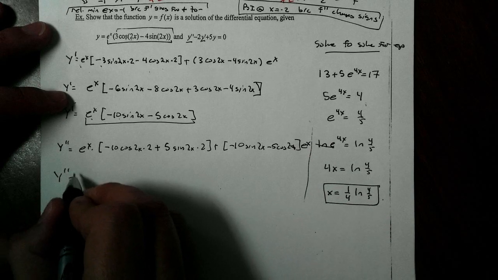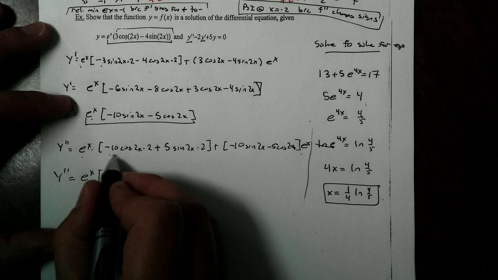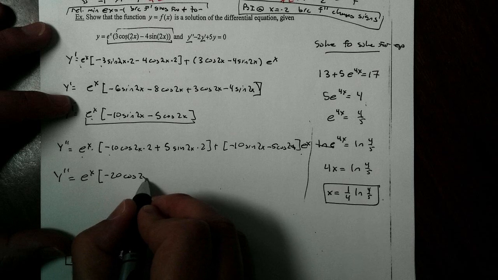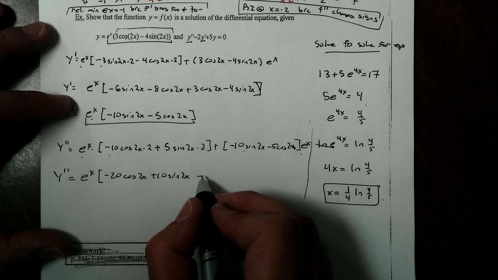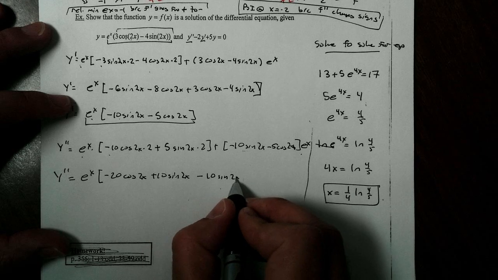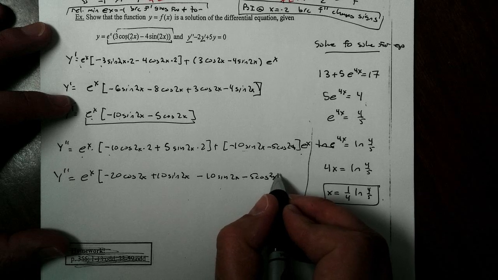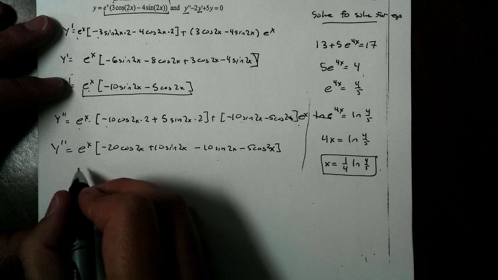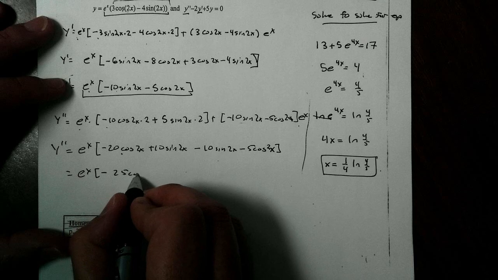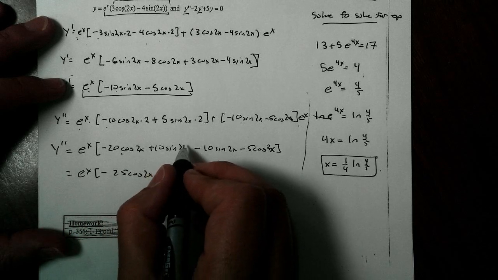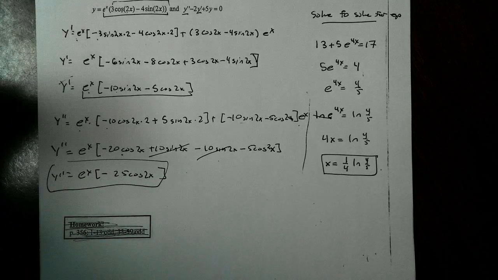So again, I can clean this up because I can factor out an e to the x. And this is going to give me negative 20 cosine 2x plus 10 sine 2x minus 10 sine 2x minus 5 cosine 2x. Simplify, combine your like terms. I get negative 25 cosine 2x. Looks like those cancel out, which is nice. And there's our second derivative. I hope I did that right. I'm sure you'll let me know in the comments.